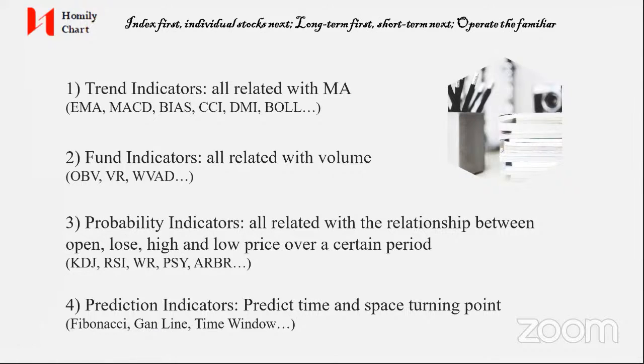Also, the wave theory can do some prediction, right? But wave theory is not an indicator. This is a theory, right? But this theory can do some prediction. Okay, so these are the main categories for indicators.